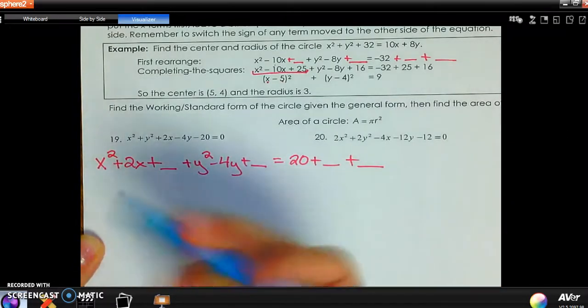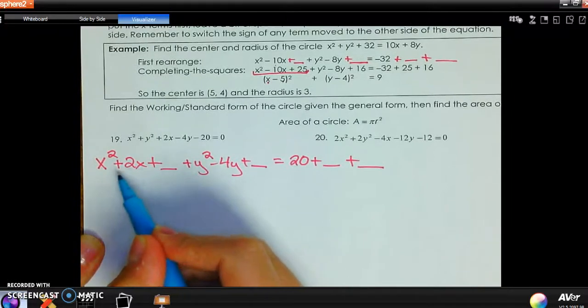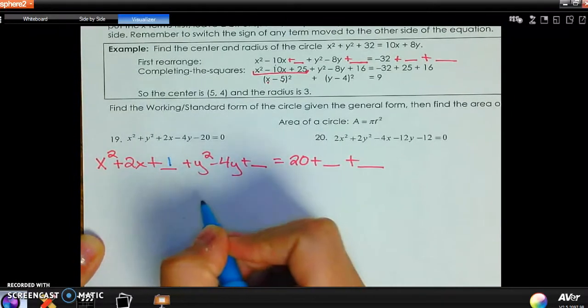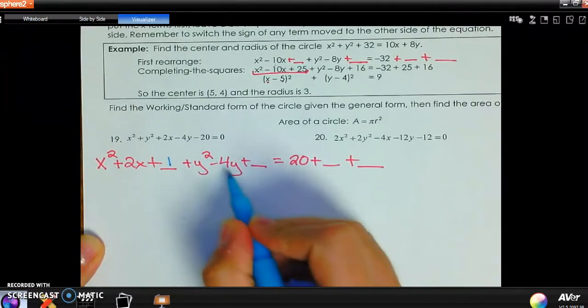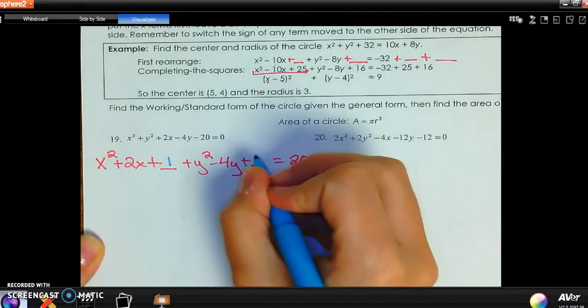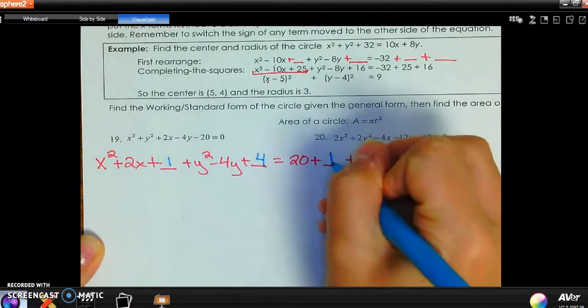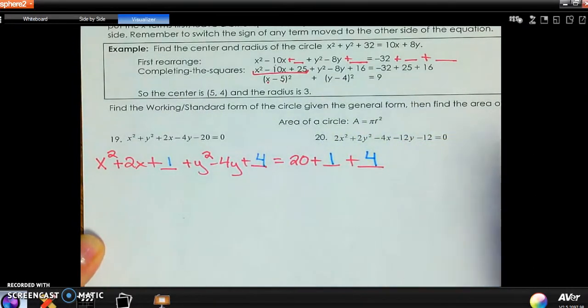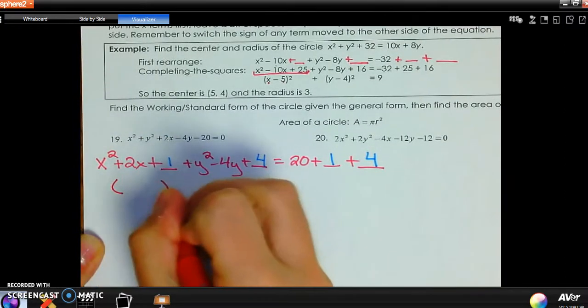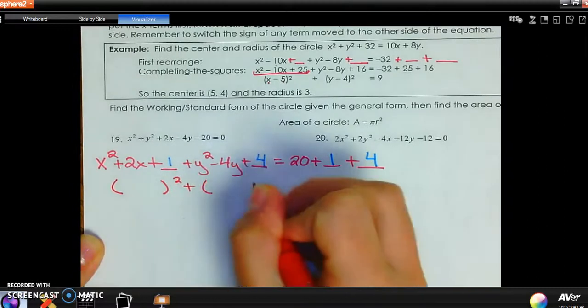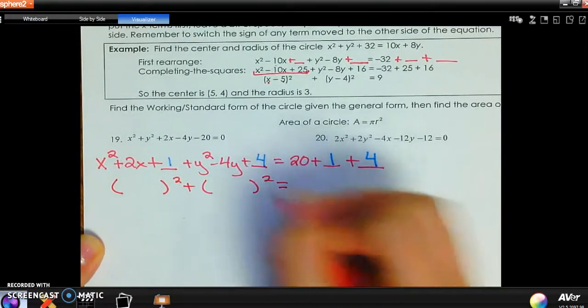So to fill in the blanks, you take half of that number, which is 1, and square it. 1 squared is still 1. Then you take half of this number, which is 2. 2 squared is 4. So you have a 1 and a 4 over there. Whatever you add to one side, you got to add to the other side, because that's how you keep an equation balanced. So once you have that, you can go ahead and rewrite this as a quantity squared plus another quantity squared equals my r squared.